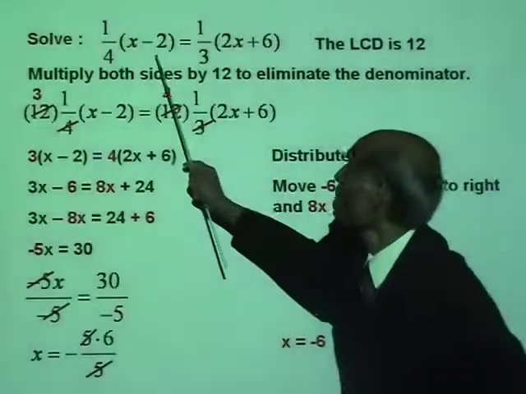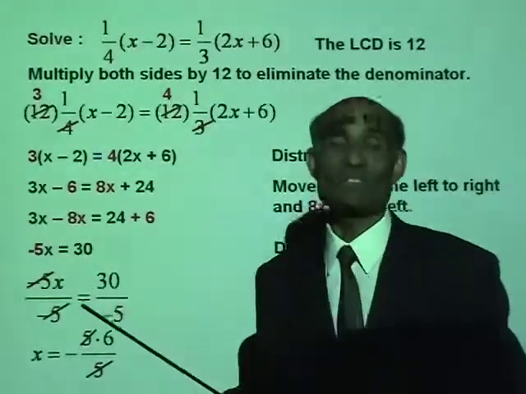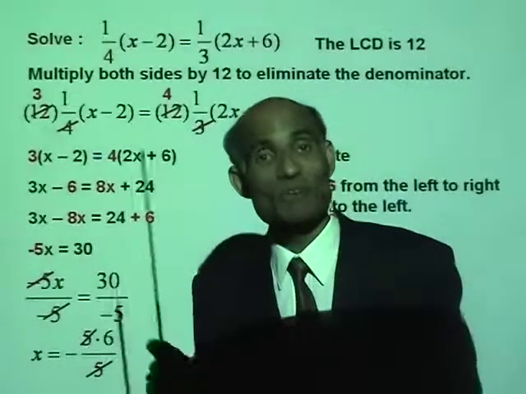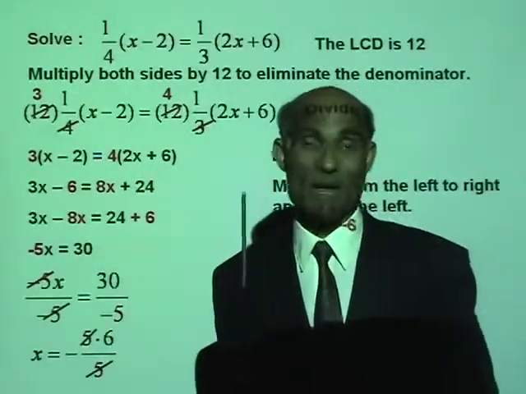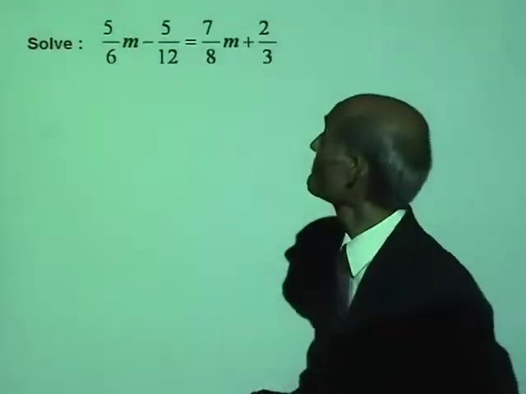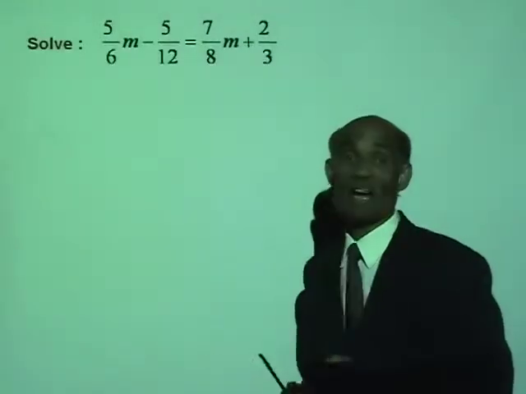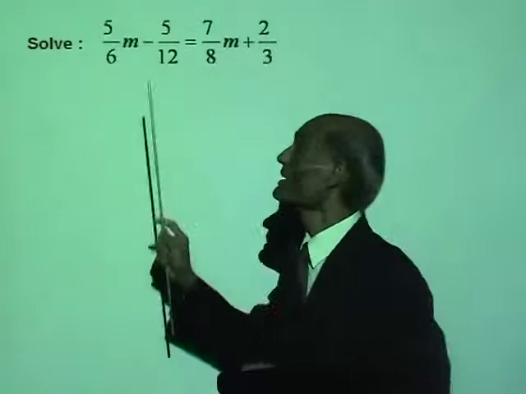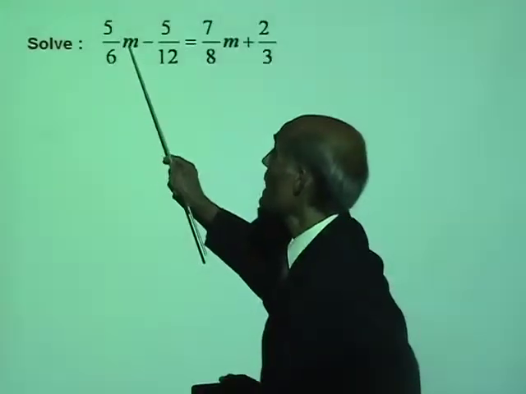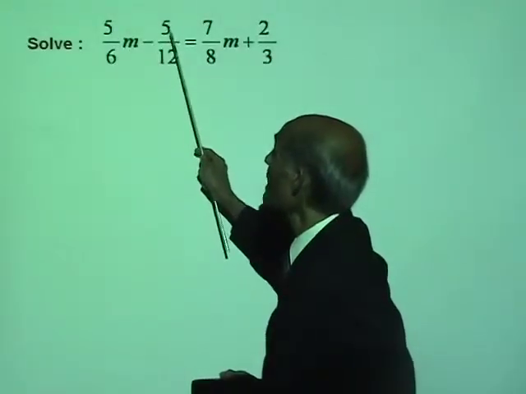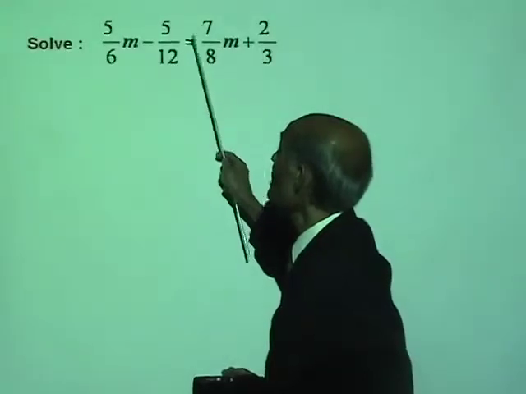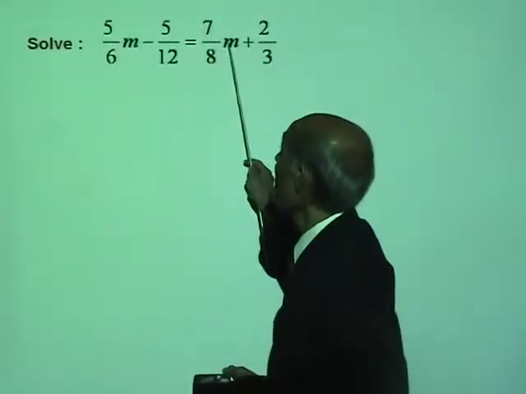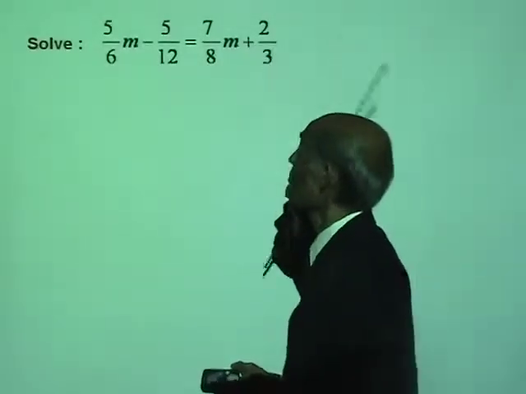Again, an important type of equation. And you must learn how to do this. Okay, another one. Again, we have fractions. Now look at the difference in here. 5/6 m minus 5 over 12 equal to 7 over 8 m plus 2 over 3.